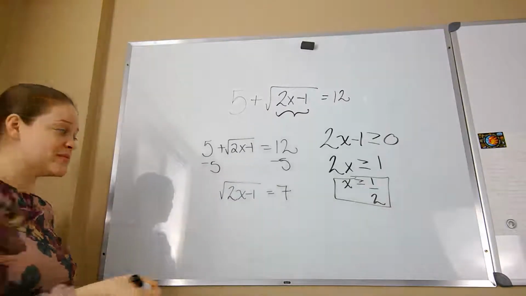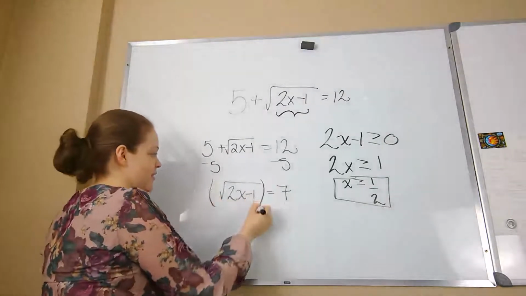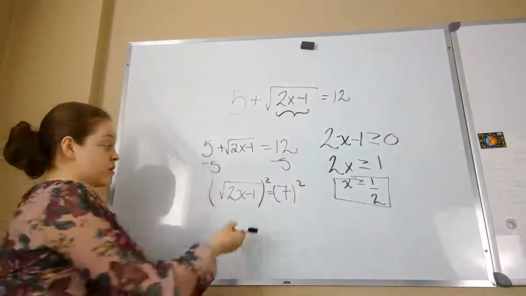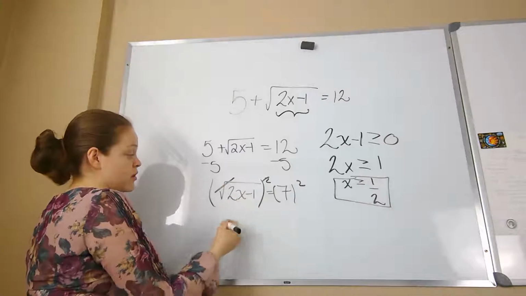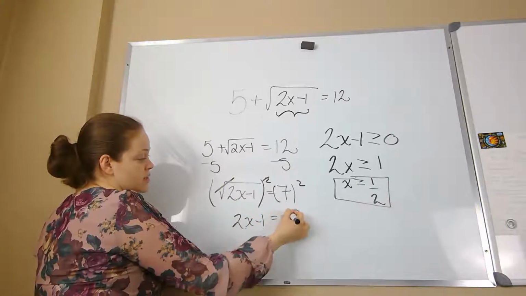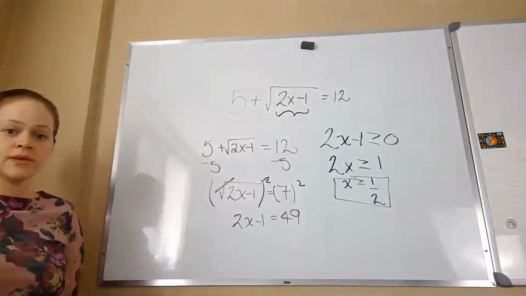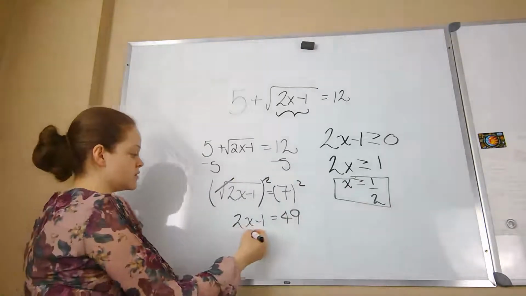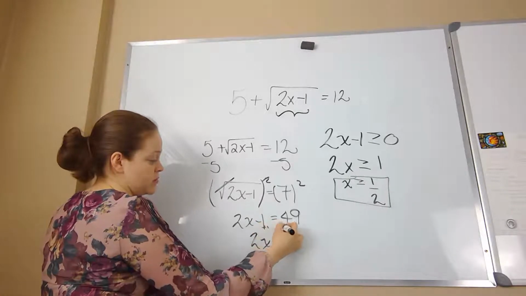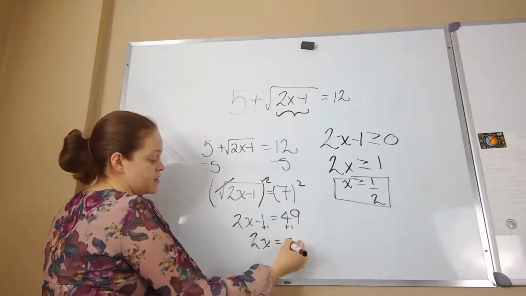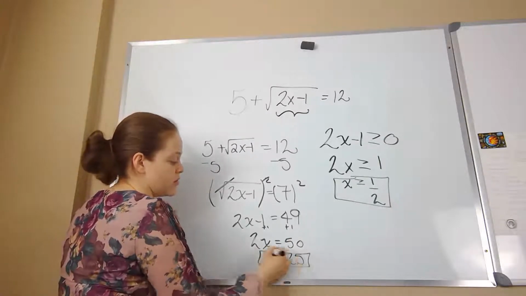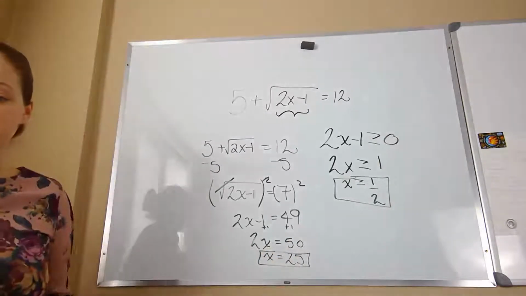Okay, square it. So the square and the square root go out, so we get 2x minus 1 equals 49. All right, and so 2x equals, so plus 1 equals 50. So x is going to equal 25. There we go.